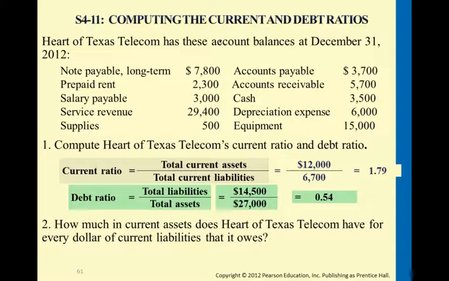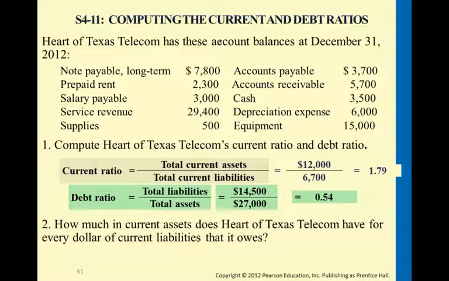Okay, so for these two ratios, the first one here, total current asset, $12,000 divided by $6,700. It gives you 1.79. Remember, the rule of thumb here is if it exceeds 1.5, then it's considered pretty good. We want to have this ratio as large as possible. That means we have enough current asset to pay off current liability. So this is a good sign.